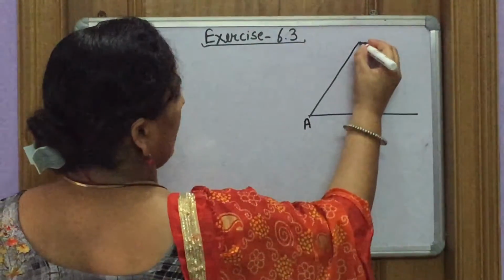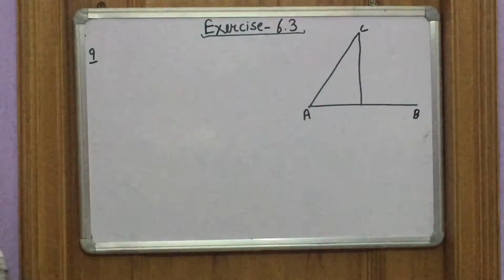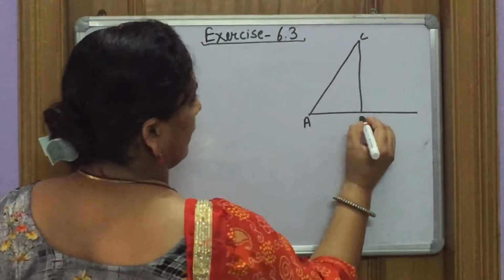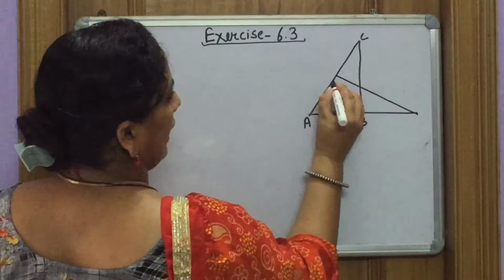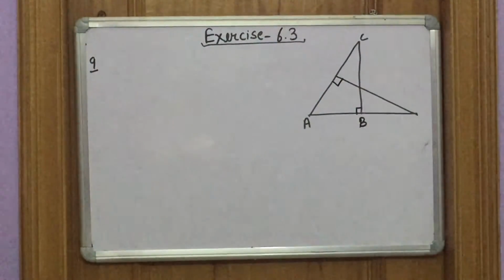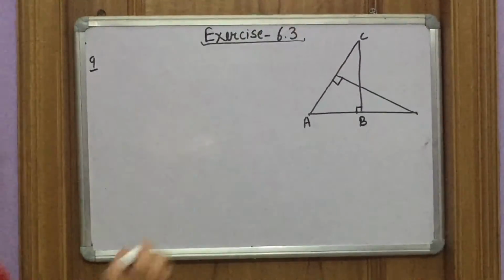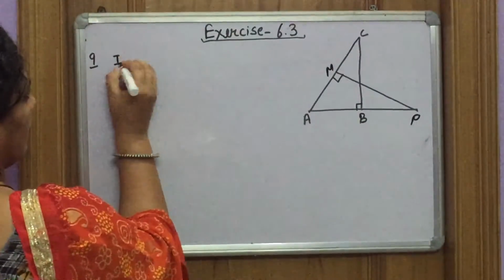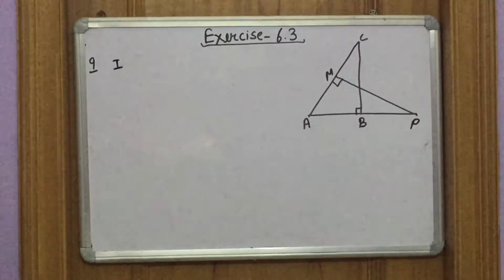Here we have point A and B and C. In this figure, there are two right angles at B and at M. We have to show two parts in this question. First part is to show similar triangle ABC and triangle AMP.